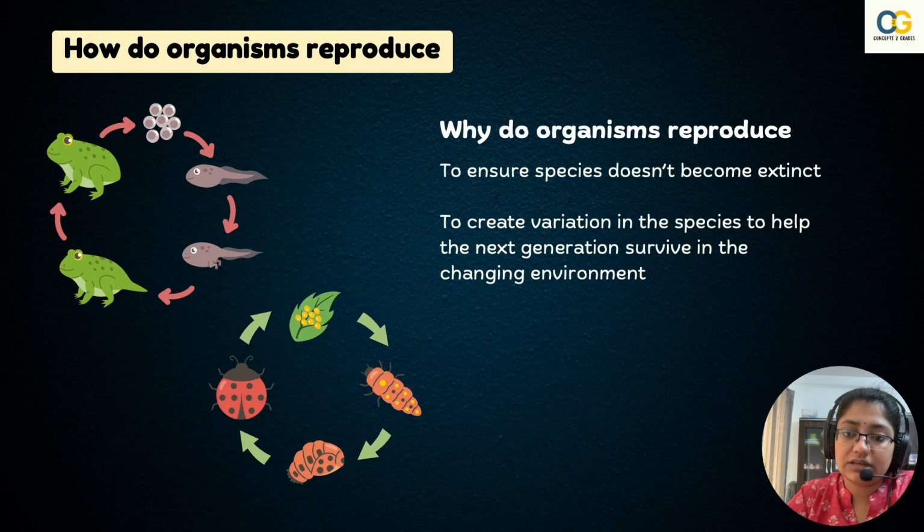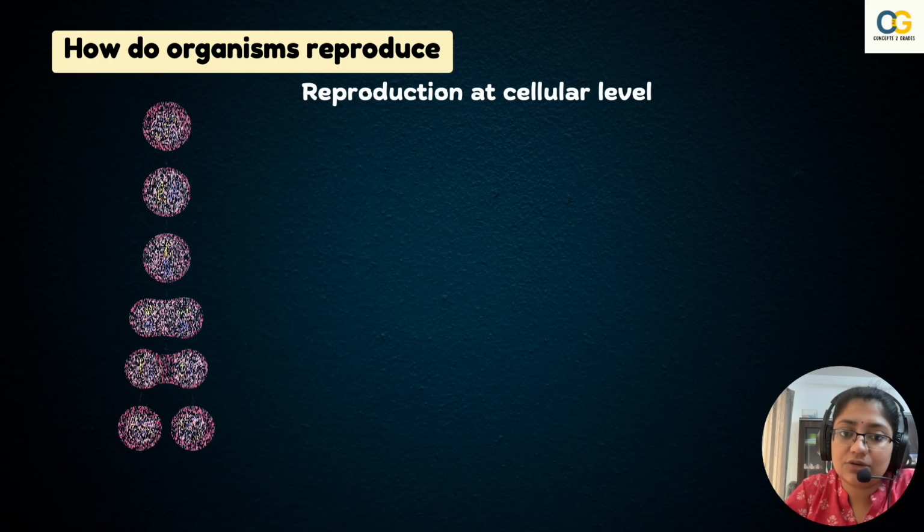And there is also one more thing, creating variation in the species to help the next generation survive in the changing environment. For example, in my generation, having a phone, a laptop, everything started when I was in 10th class, to be very precise. But for my son, he's already born with his parents using a phone, a laptop, an iPad, and a lot of other things. So gadgets are part of his life. So he is the generation that can survive in this AI changing environment, because there is a variation that is created in the species.